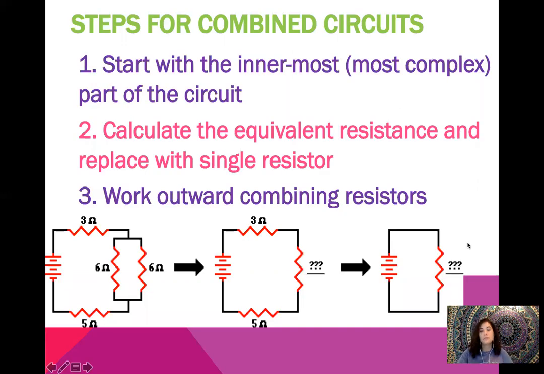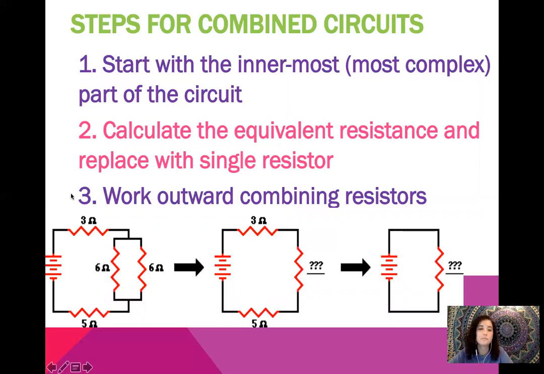So take a sec, pause me, jot down these steps. When you have a combined circuit, you're going to start with the innermost or most complex part of the circuit. If you're not sure what the most complex part is, find whatever is acting in parallel and call that your most complex part. You will calculate the equivalent resistance of that complex part and pretend for a second that it's one single resistor. You're going to keep working outwards to combine more and more resistors.